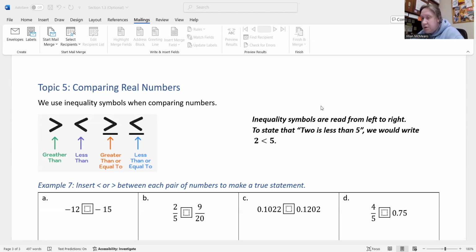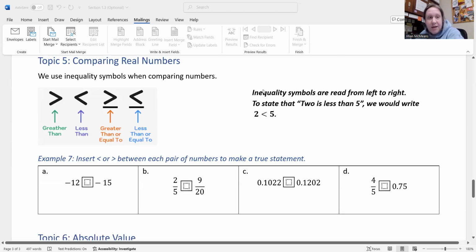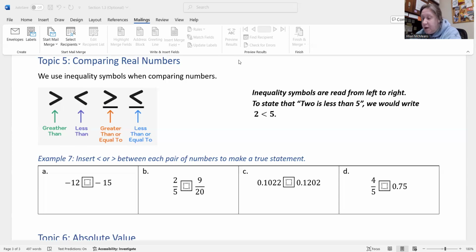So what I want to do is look at comparing some of these pairs of numbers, okay? Example 7 says insert an inequality symbol between each pair of numbers to make a true statement, okay? Sometimes you are going to have to do a little bit of work, okay?